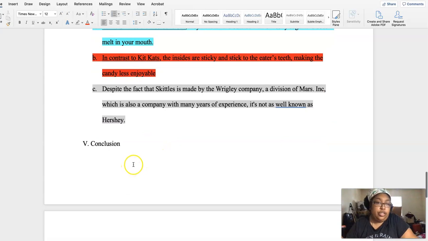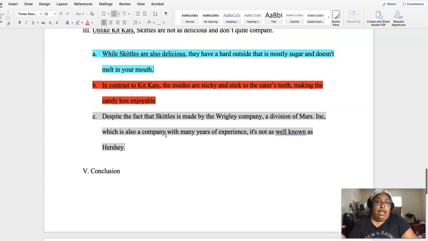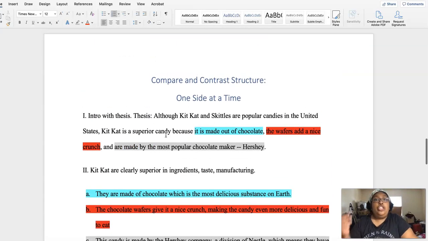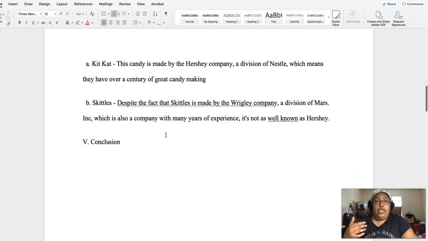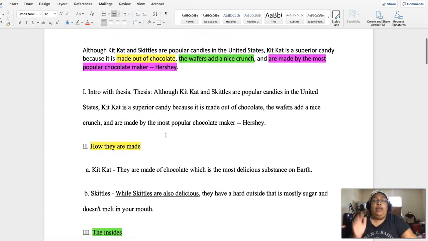Of course, the end is your conclusion. The conclusion ties it all up in a big, beautiful bow. You want to restate your thesis, and you're off to the races, right? So this is the structure between one side at a time and point by point. I'm going to put this along with this video in your class so you have something to compare it to.